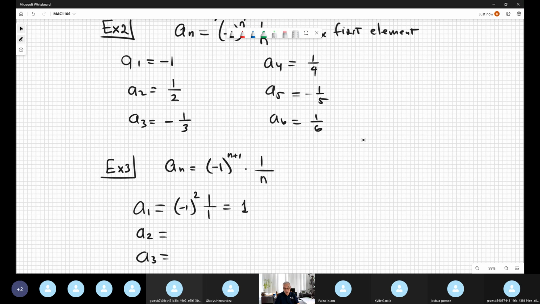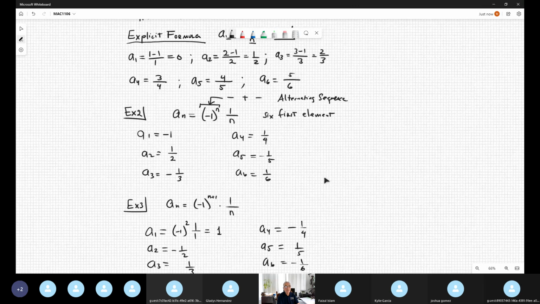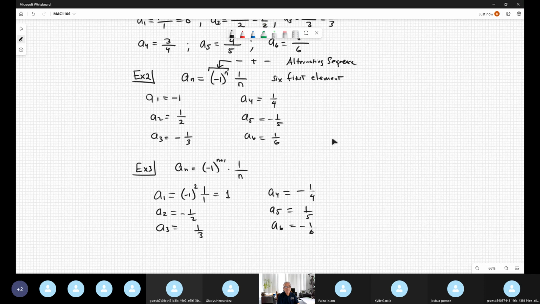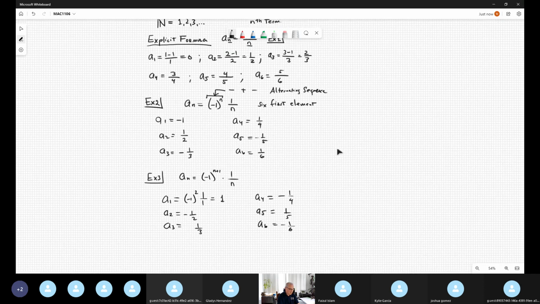And likewise the second, because 2 plus 1 is 3. -1 to the third power is -1. There's -1/2. This is positive 1/3. You know, for the positive, it's never necessary to indicate the sign. A4, A5, A6. So this is -1 over 4. This is positive 1/5, and this is -1 over 6. Do you understand the idea? Clear or confused? It's easy.